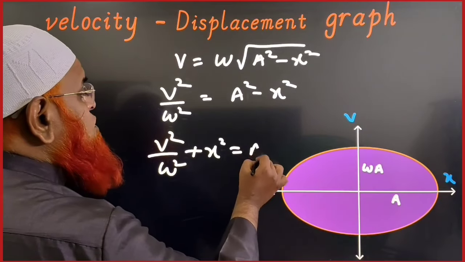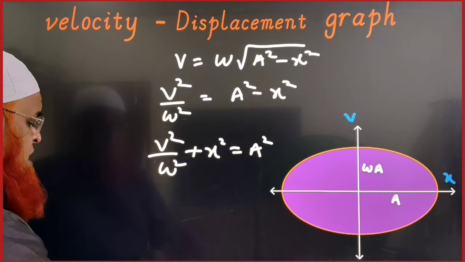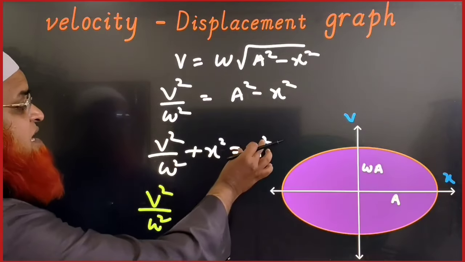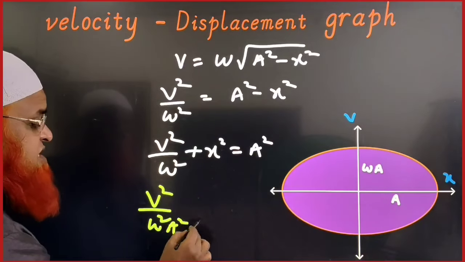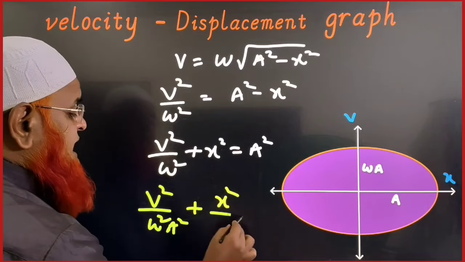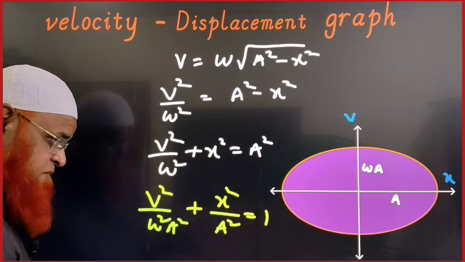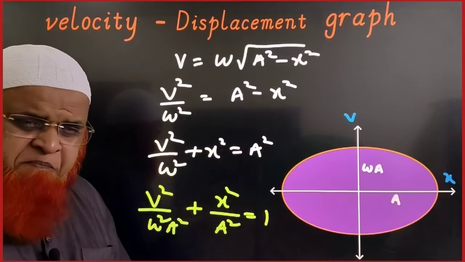Then what is left on the right side? Only a square is left. So finally, you are writing v square by omega square. This a square comes to the denominator, becomes a square, plus x square by a square is equal to 1. So this is the final equation you are getting.